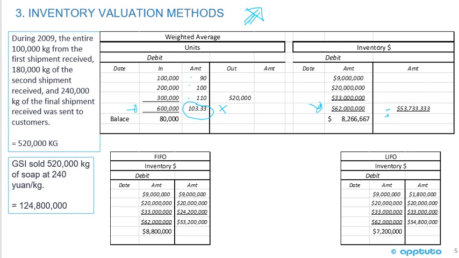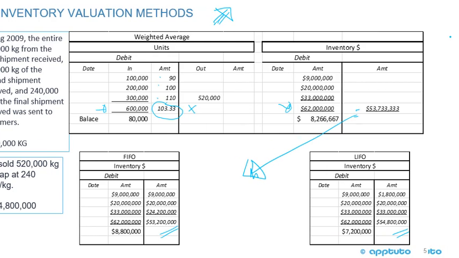53,733,333. And what happens in this case is that the cost of goods sold falls in between FIFO and LIFO. I brought this from the previous slide. Our cost of goods sold under FIFO, when prices were rising, was 53,200,000, and under LIFO was 54,800,000. So again, when prices are rising, LIFO has the higher cost of goods sold and lower inventory than FIFO, and weighted average falls in the middle.